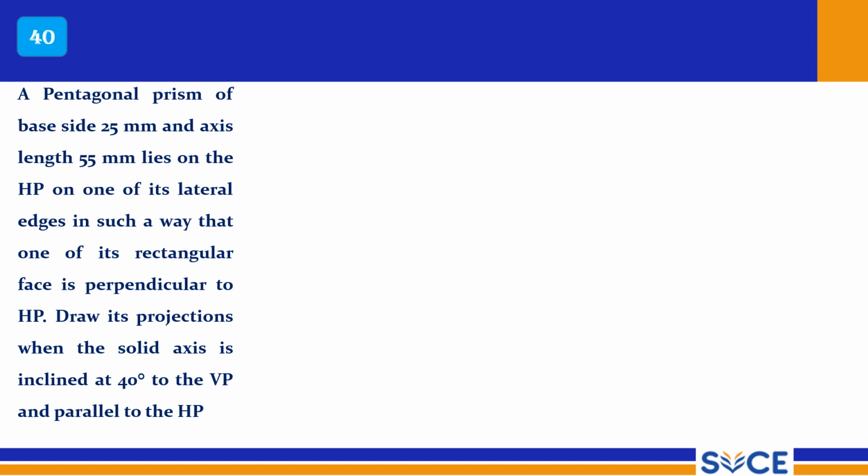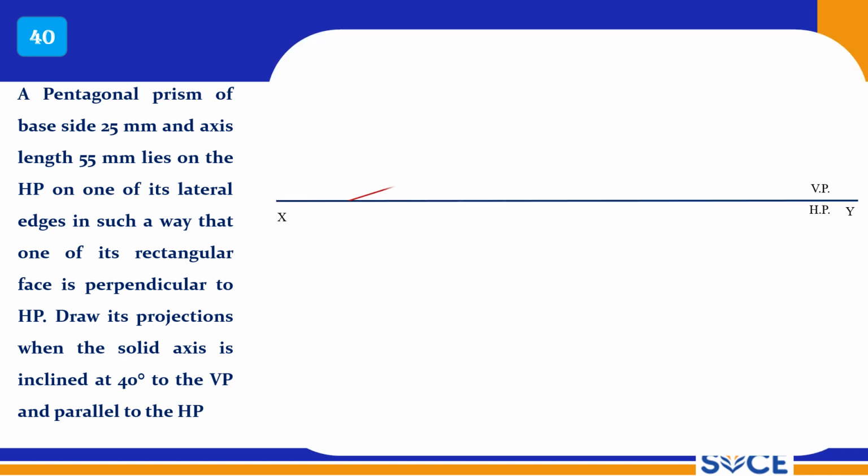So a pentagonal prism, right? It is a prism. Earlier also we have seen prism, right? Our base side 25 mm and axis length 55 mm lies on the HP on one of its lateral edges, right? So you have to tilt the pentagon, and you have to draw the pentagon in such a way that the corner is touching the HP, right? The corner touching HP. So this is how, right?